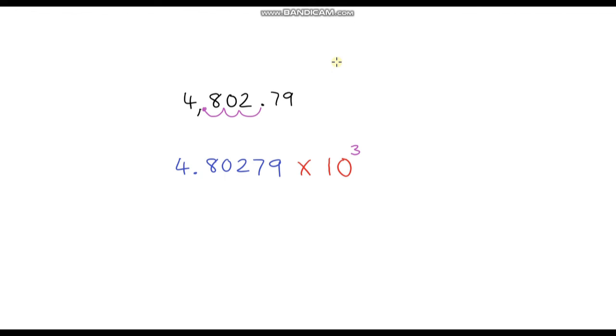In the next video, we're going to take some numbers that are written in standard form and we're going to convert them back into an ordinary number.